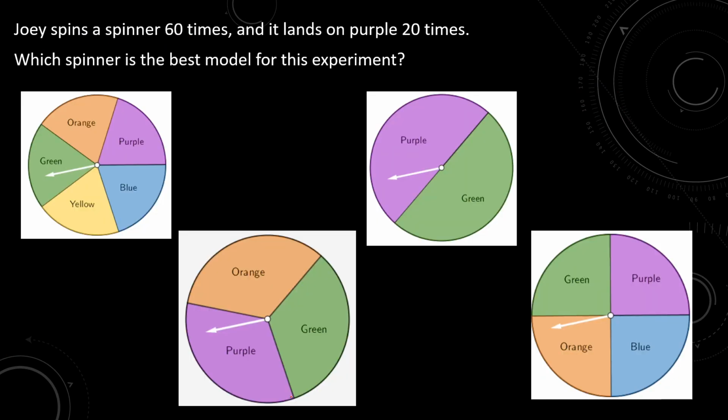All right, next question. Next question says that Joey spins a spinner 60 times and it lands on purple 20 times. Which spinner is the best model for this experiment? Okay, so he spins his spinner 60 total times. So that means 60 is going to go on our bottom, and it landed on purple 20 times. Okay, so if I were to simplify it, I'd get 1/3, which means I am looking for a spinner that has 3 sections, okay, and one of those sections is purple.